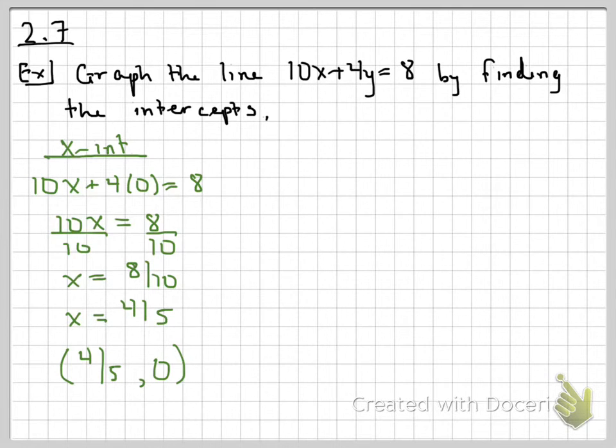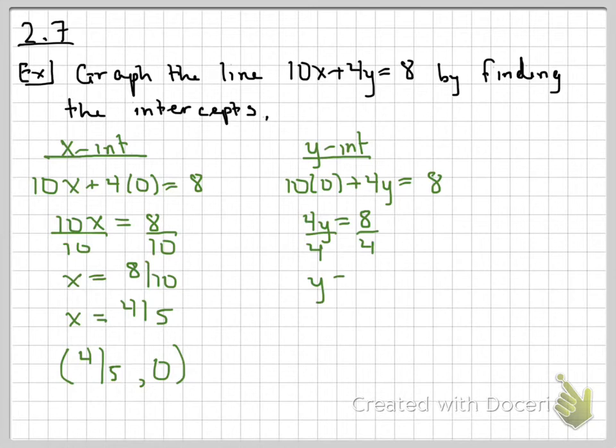Now we need to find the y-intercept. To find the y-intercept, we plug 0 in for x. So that's 10 times 0 plus 4y is equal to 8. And we just go through and solve now. So 4y is equal to 8. Divide both sides by 4. We get y equals 2. We write that as a point. We get 0, comma 2. Alright. So now we have our two intercepts, and we can graph our line.